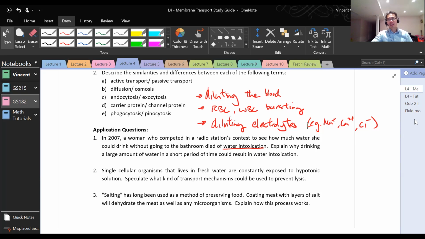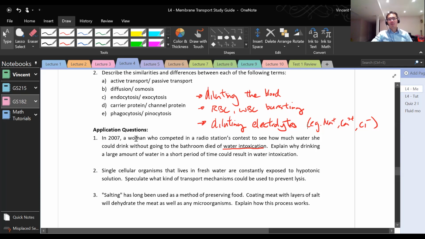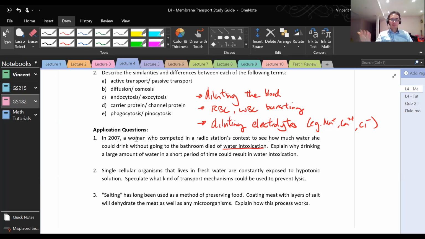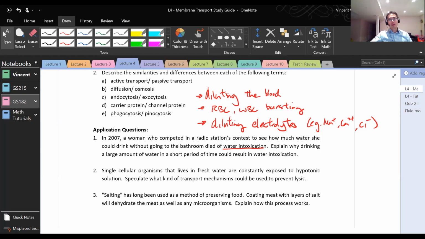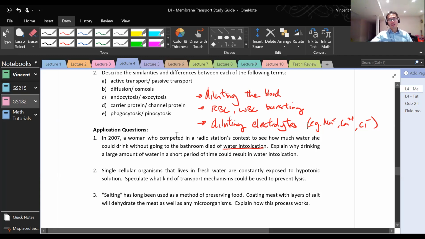Okay, but this was like a contest, right? So the person probably was not feeling well with all this water coming in already, but then she kept on pushing it because she wanted to presumably win the contest, right? So there will be warning signs before you get to the dangerous zone. So not to worry about it. People say drink 8 cups of water a day, right? That's fine. That's not going to cause you to have water intoxication. Remember, this has to be done in a very short period of time, right?